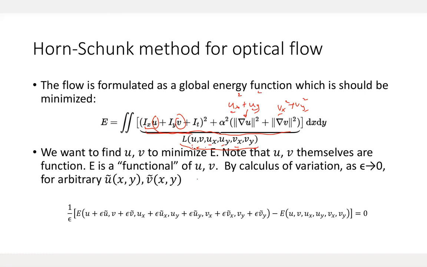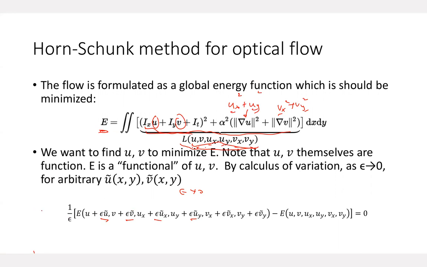The way to do that is using this calculus of variation. Before that, think of it like this: if E has its optimum, its extremum, at some U, V, U_X, U_Y, V_X, V_Y here, and I deviate by a little bit, so let's say I deviate U by epsilon U tilde and V by epsilon V tilde and so on, where epsilon is close to 0, then the change over epsilon should go to 0, right?